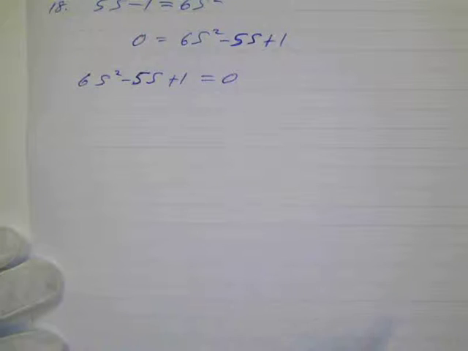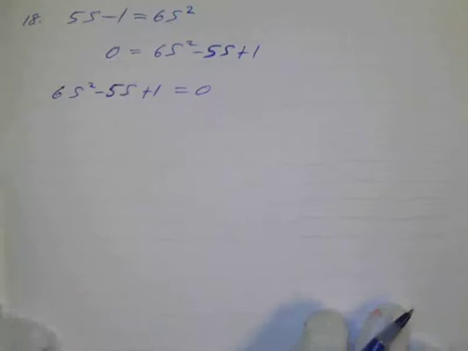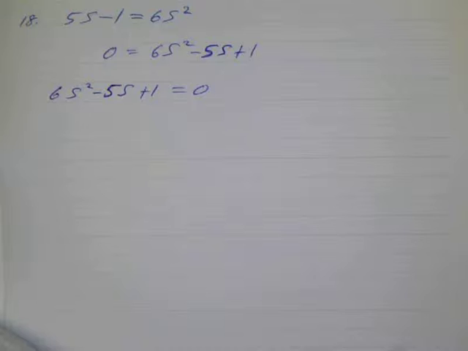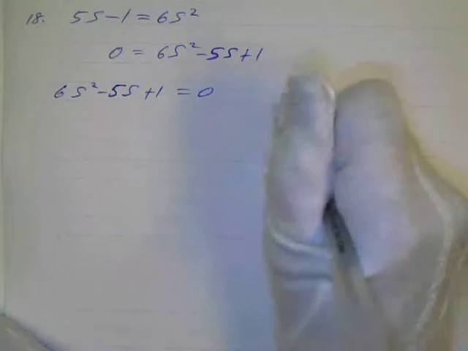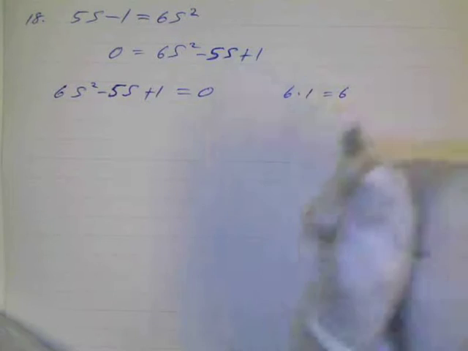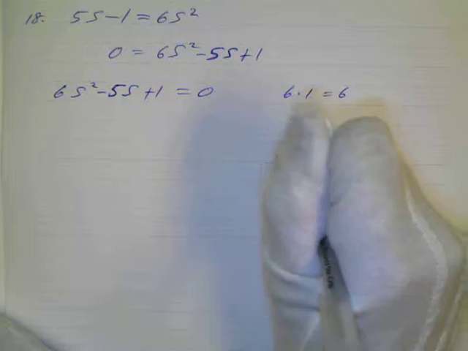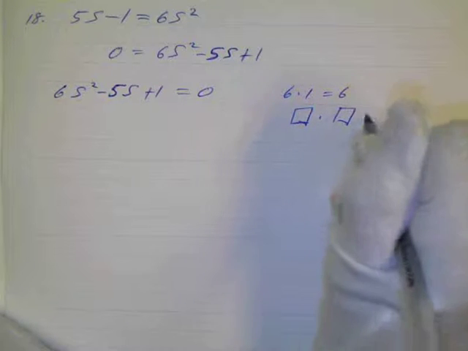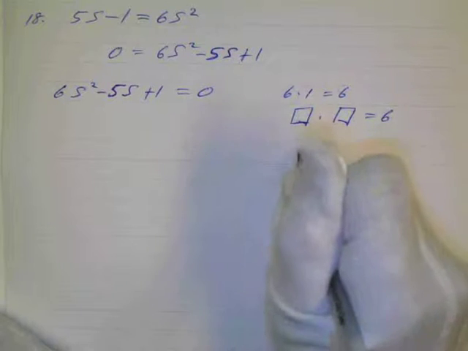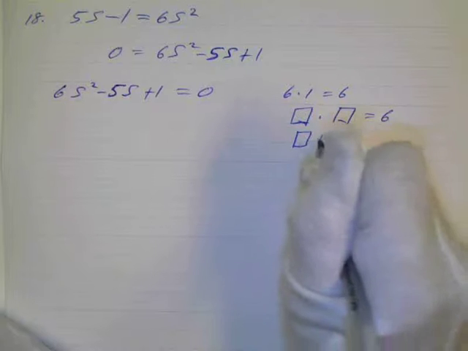Okay, then again, it looks like we have another general trinomial. So we get more practice with that general trinomial method. So 6 times 1 equals 6. So I need two numbers that multiply to give 6, and they have to add up to be negative 5.